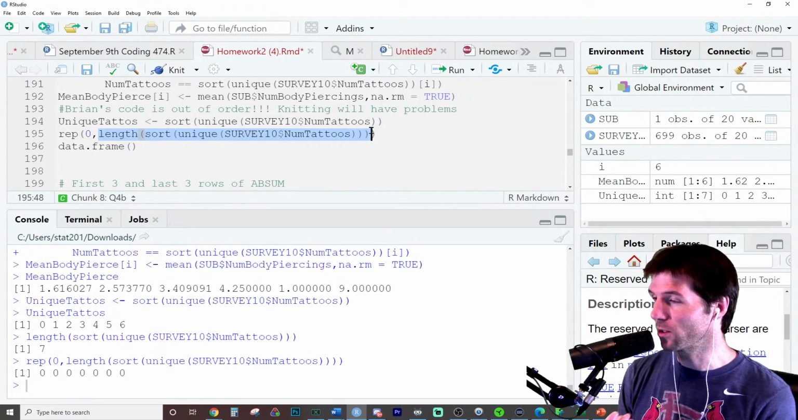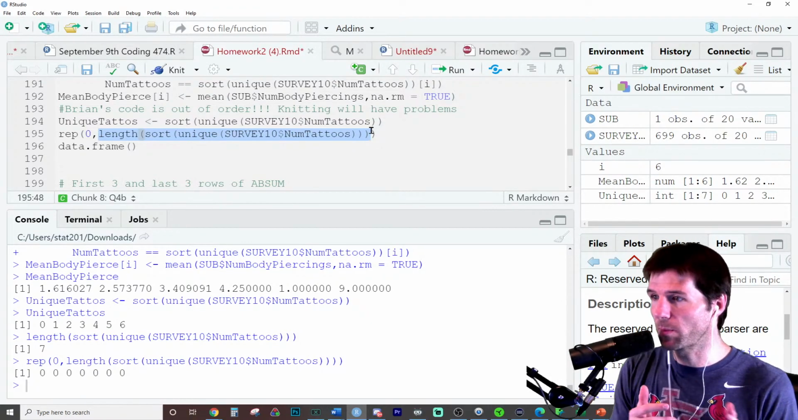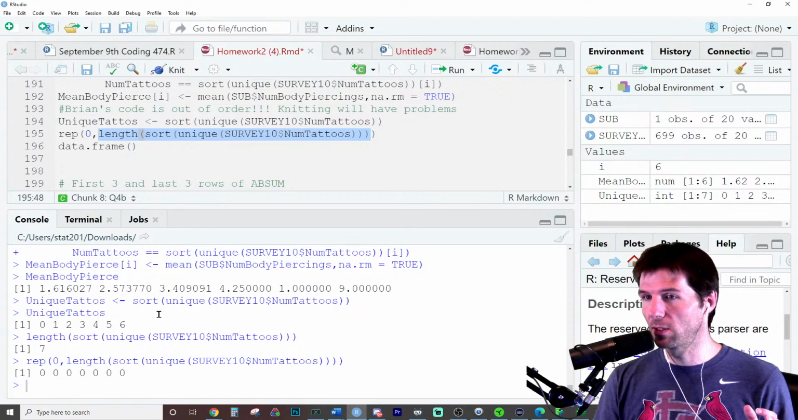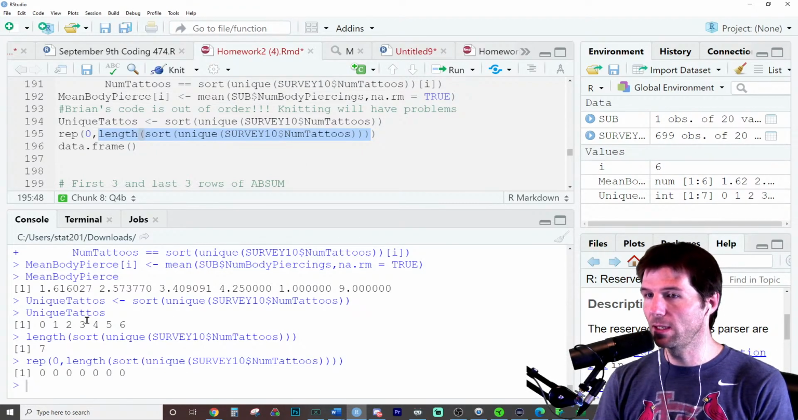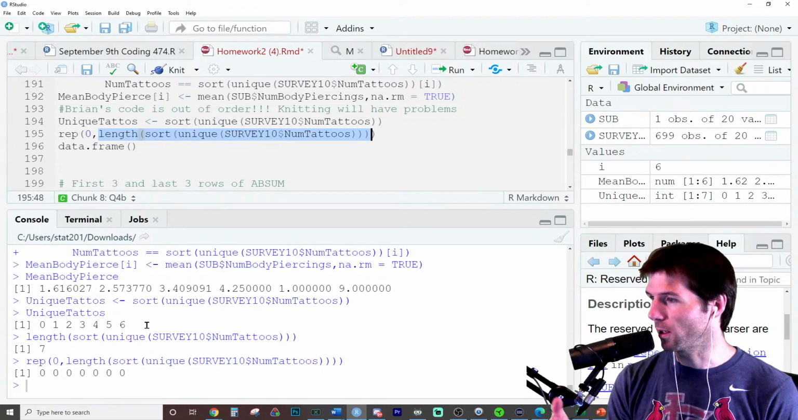In better wording without talking coding, we asked people how many tattoos they had. We found out the unique values people gave. Some people said 0, some people said 1. Those are the unique values they gave. We then sorted it into the order, and then we found out how many different unique values there are. So just try to speak it to your rubber ducky.